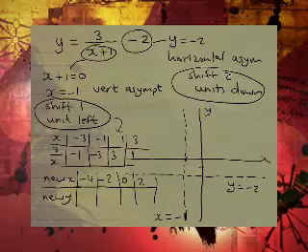Now shift 2 units down for the y's. You've got to shift down, so you must subtract 2. So -1 minus 2 is -3. -3 minus 2 is -5. 3 minus 2 is 1, and 1 minus 2 is -1. Now, these are the points you plot.